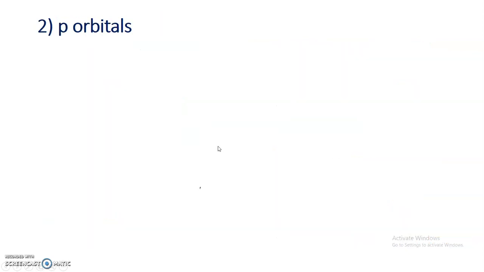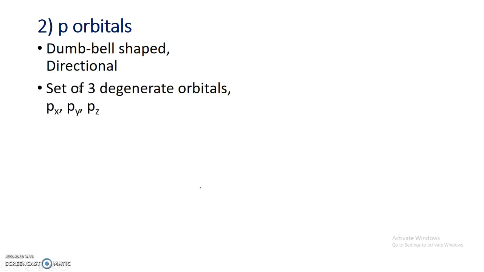Now the shape of p orbitals. The p orbital starts from the second shell, and p orbitals consist of two lobes with a dumbbell-shaped structure. It is directional because the lobes are oriented along the x-axis, y-axis or z-axis. There are three p orbitals, px, py and pz, and these three p orbitals are said to be degenerate. It means that in the absence of a magnetic field they have equal energy.